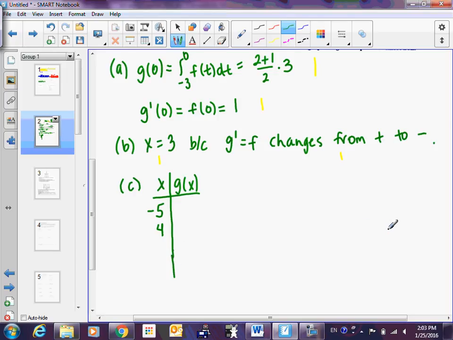Like, this is not the graph of G, by the way. I'm just kind of doing this like this. So, see how the lowest possible point could be at an endpoint? It could also be at a relative min. You don't have to write all this down. I just wanted to do this to show you.